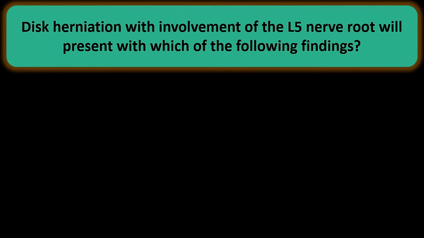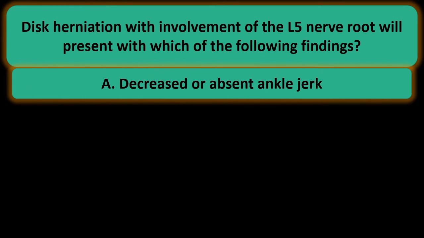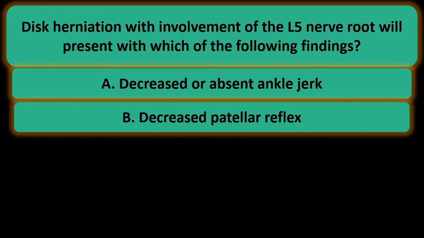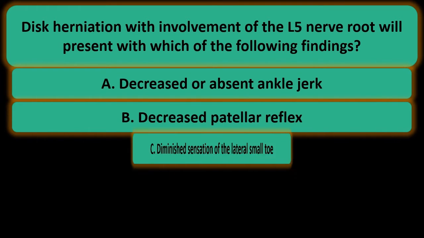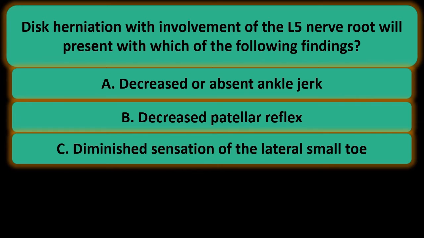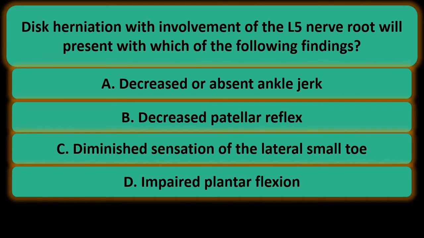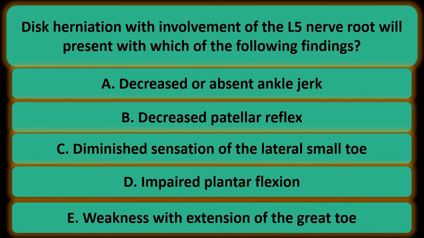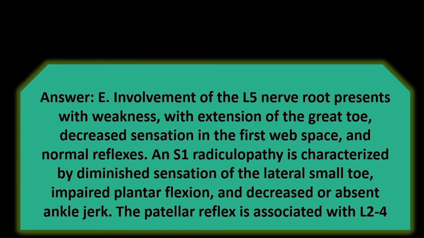Disc herniation with involvement of the L5 nerve root will present with which of the following findings? A. Decreased or absent ankle jerk. B. Decreased patellar reflex. C. Diminished sensation of the lateral small toe. D. Impaired plantar flexion. E. Weakness with extension of the great toe. Answer is E. Weakness with extension of the great toe.